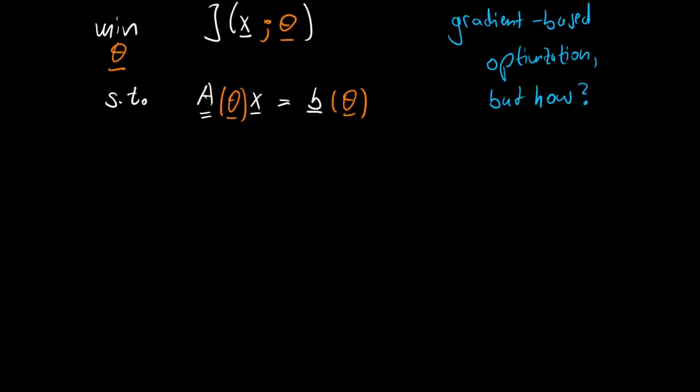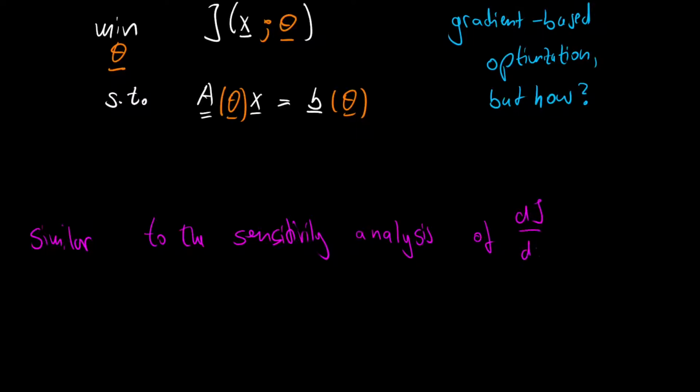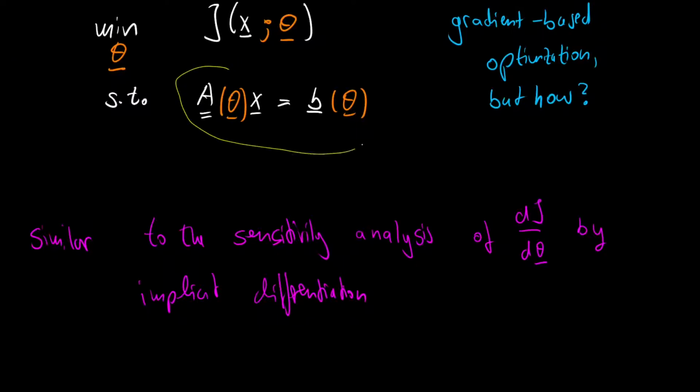So what we will be doing here is similar to the previous video. It's similar to the sensitivity analysis by the adjoint method of the dj by d theta, which we did with the help of implicit differentiation. Here we don't need implicit differentiation, and in the end we will arrive at the same equations as we did in the previous video.